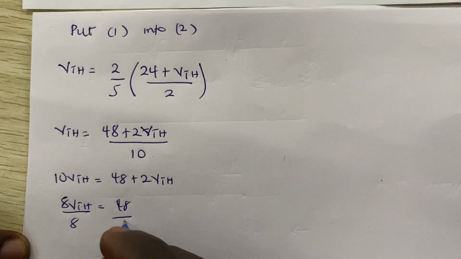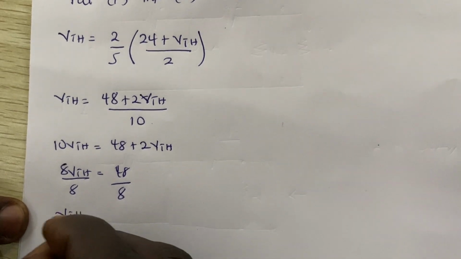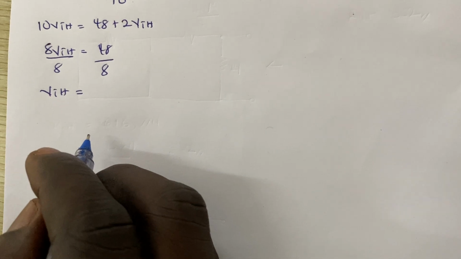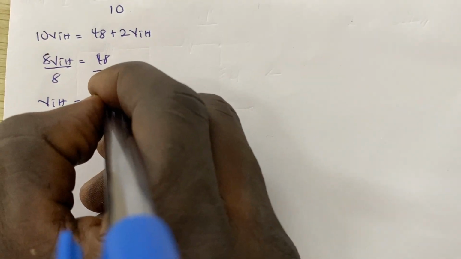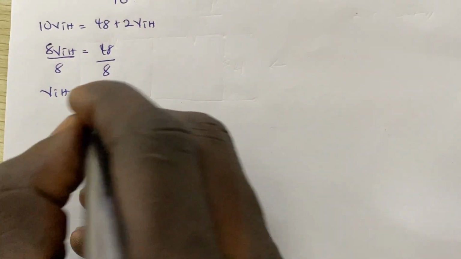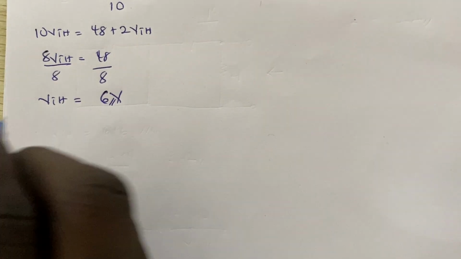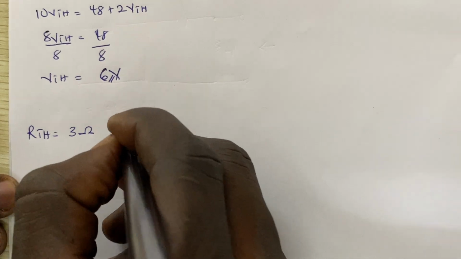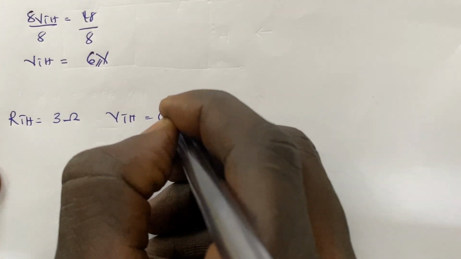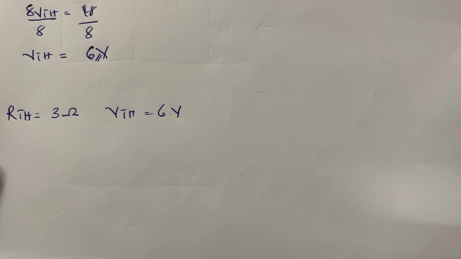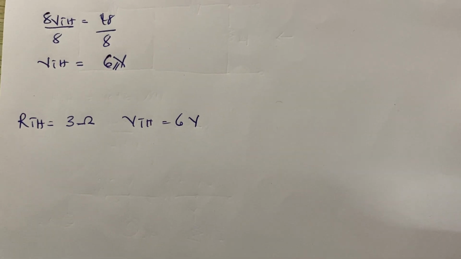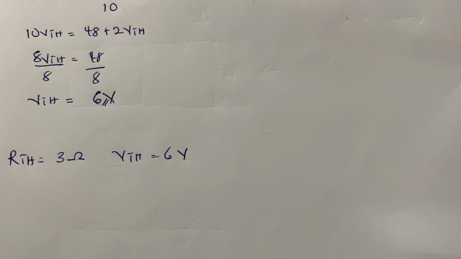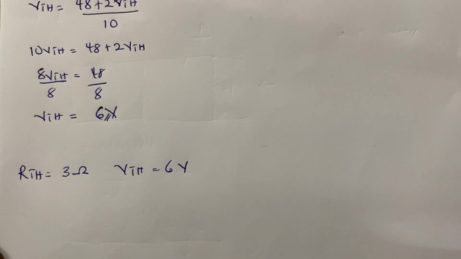So dividing both sides by 8, now our VTH is going to be equal to 6, right? And then don't forget, this is 6 volts, right? So now we have RTH to be 3 ohms, and we have VTH to be 6 volts, right? But mind you, when we were solving this particular question, we open circuited the resistance that the current is supposed to flow through, right? And then we didn't use it.